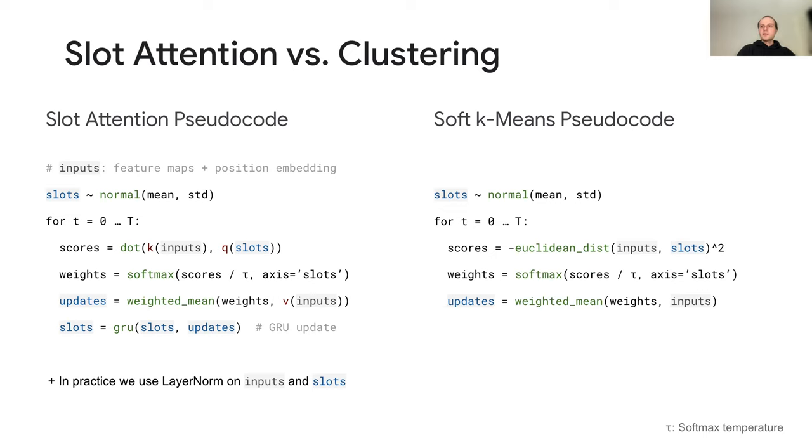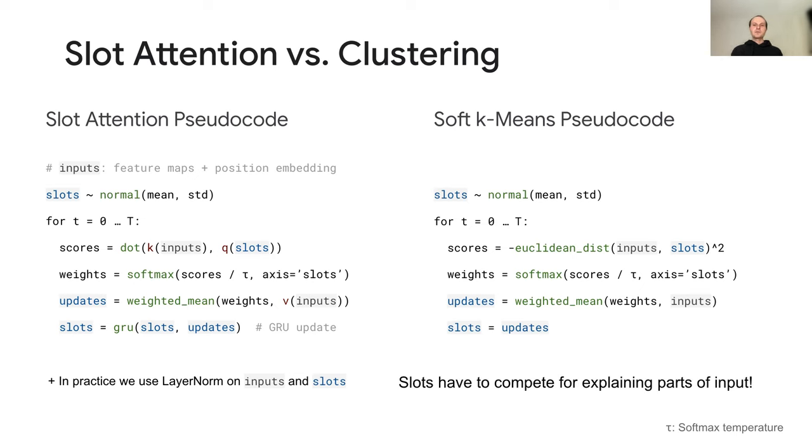The important thing here is that the inputs and the slots are not transformed with key, query or value transformations. So soft k-means doesn't have any learnable parameters. And similarly, the slots are simply overwritten by the updates. And so what we found is that these learnable parameters are really important to learn a good clustering model. And that's the core difference between slot attention and just regular clustering. You just make everything learnable and sprinkle parameters everywhere. And then you get an easy to train model that can group and abstract away from the input. And as I mentioned before, the important property is really that the slots have to compete for explaining parts of the input.